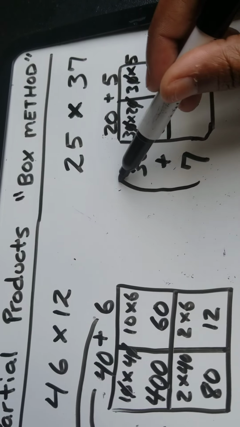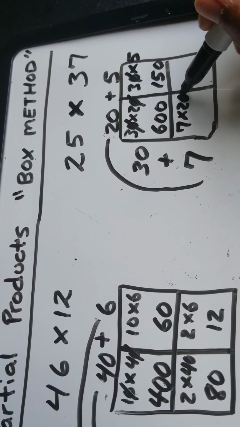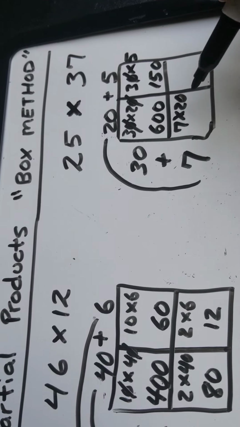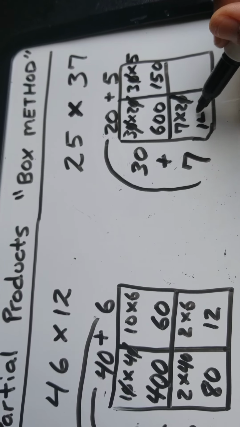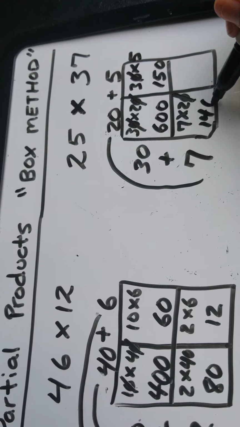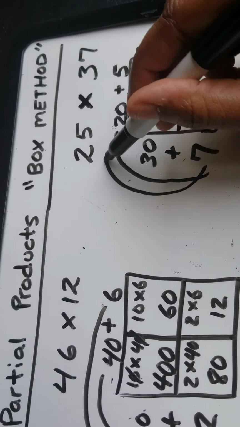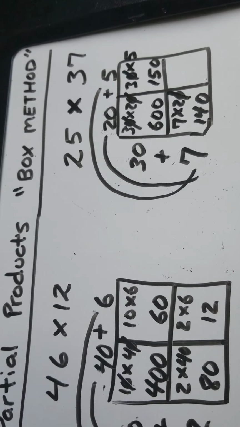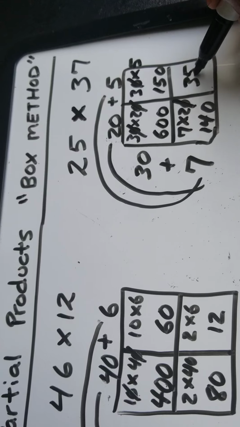Now, take your next digit, multiply by 20. 7 times 20. Eliminate your 0. 7 times 2. 14. Add your 0 back in. It's 140. 7 times 5. 35.